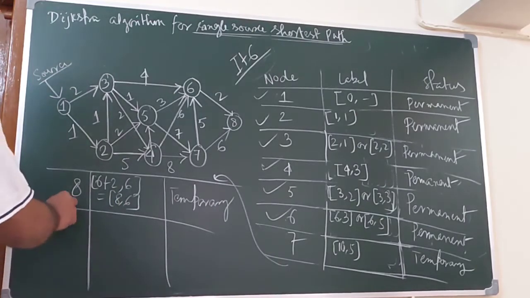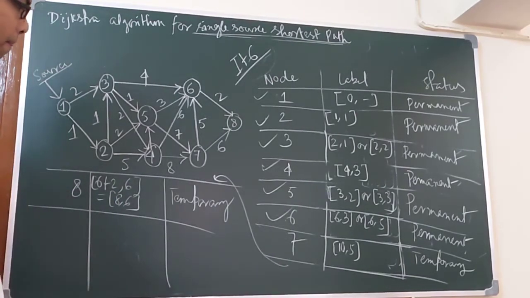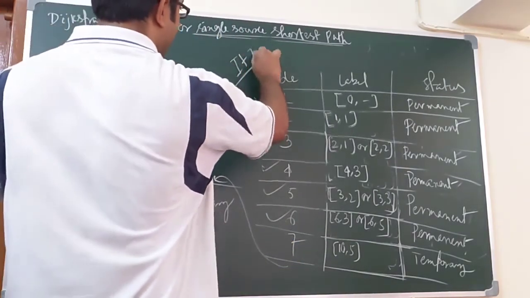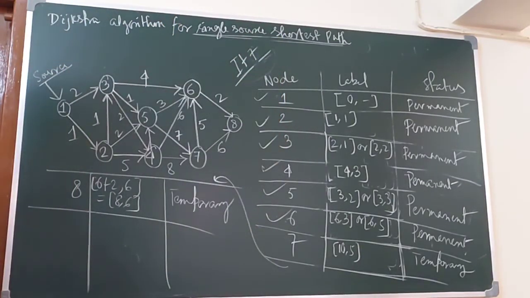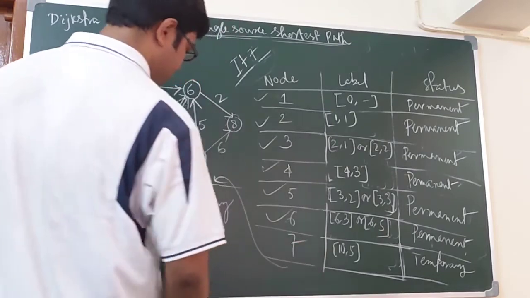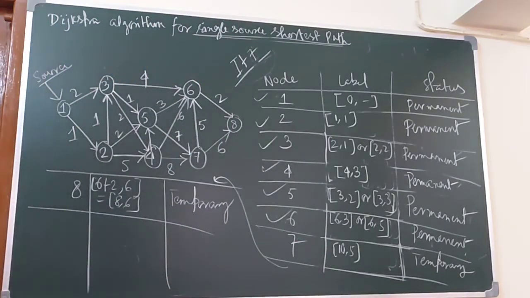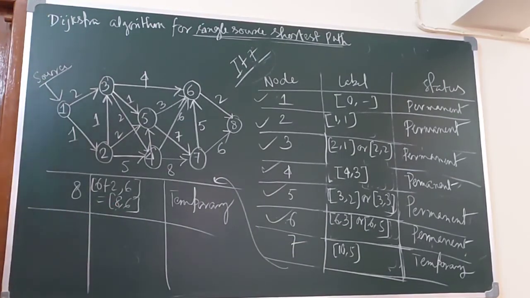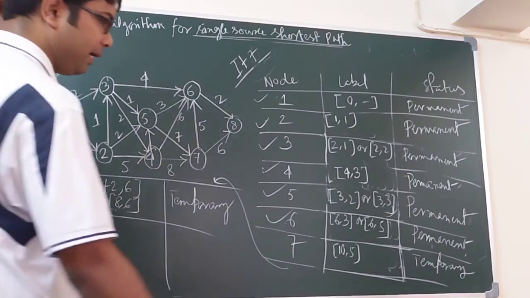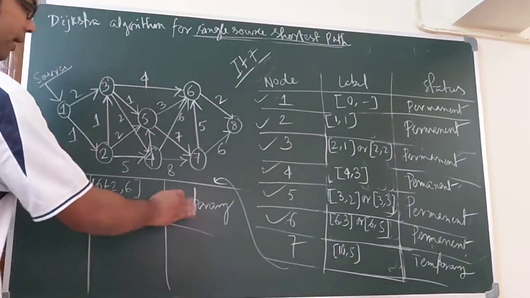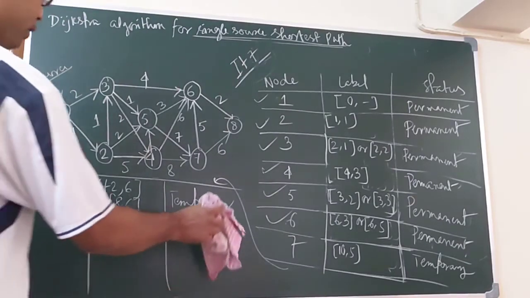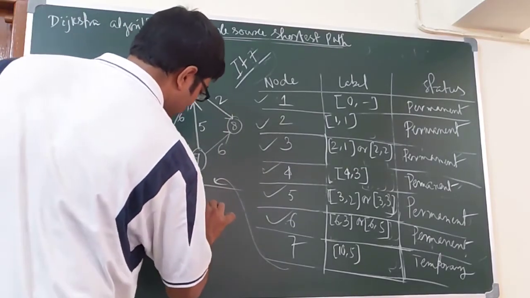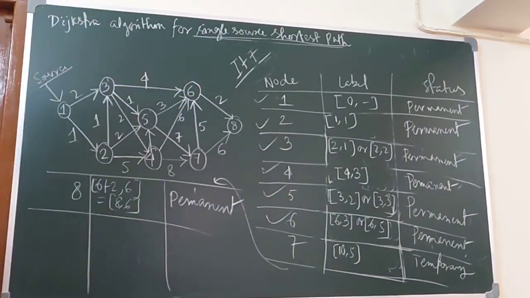So among these two nodes, 7 and 8, in iteration 7, there are two temporary nodes, 7 and 8. Among these two temporary nodes, node 8 has the minimum level value. 8, 6 is less than 10. That's why we can change this temporary status to permanent status, so permanent status 8, 6.